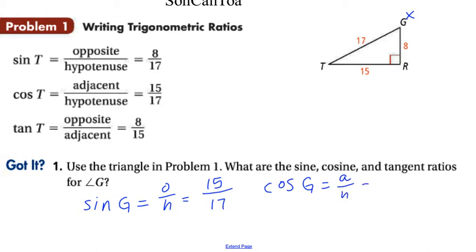Okay? And remember, the adjacent side is the one that's next to that angle. So this time it's going to be the number 8 over the hypotenuse, which is still 17. And the tangent function of angle G, tangent of G, is equal to the opposite divided by the adjacent. And so the opposite side we said was 15. The adjacent side is 8. And you don't need to worry about these. Don't change these into mixed numbers. Keep them as improper fractions when we're dealing with these trig functions.